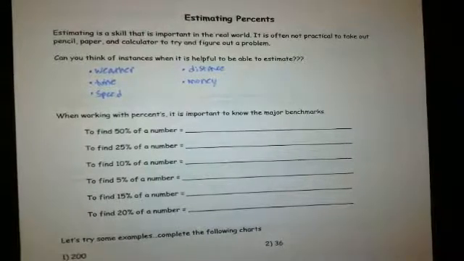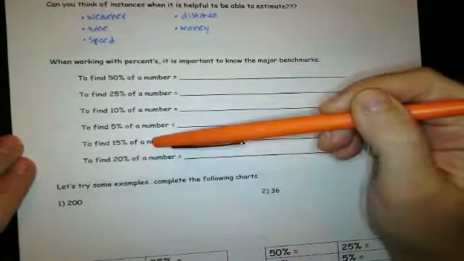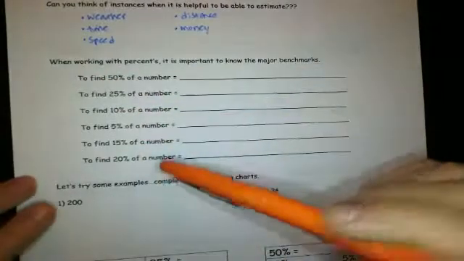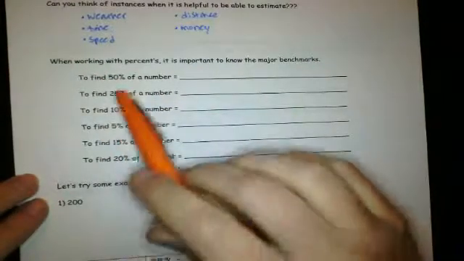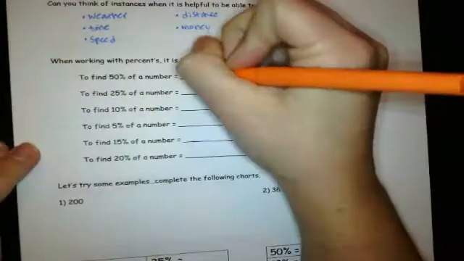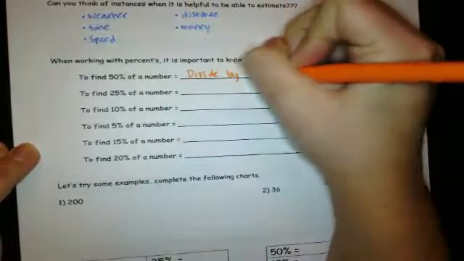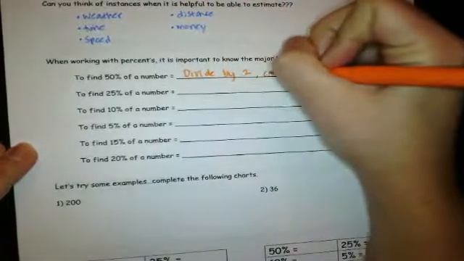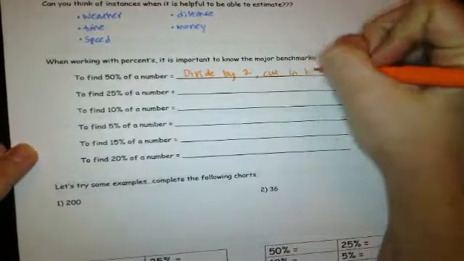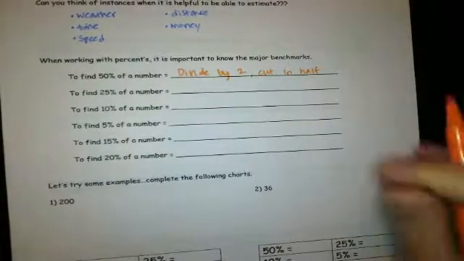Okay. So when working with percents, it's important that you are able to estimate with the benchmarks. These are common percents that you should be able to basically do in your head, okay, if the numbers are nice numbers. So to find 50% of a number, what you're essentially going to do there is divide by 2, or I'm going to write cut in half, okay? However you want to think of it, doesn't matter, but that's how you find 50% of anything.